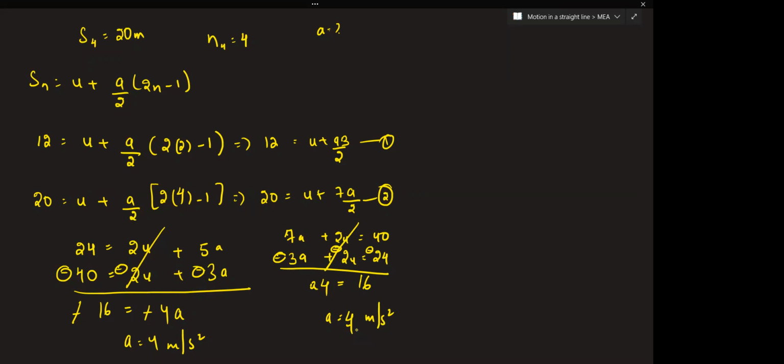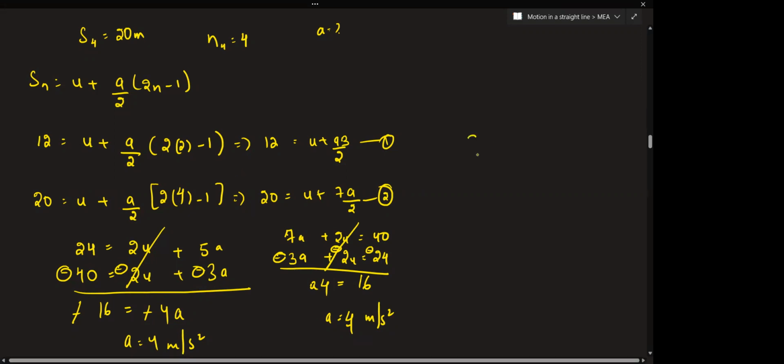See, if you put the value of u in any of the equations, let's say 7 into 4 plus 2u is equal to 40. Let's put it in this equation. So 7 into 4 is 28. So you subtract it, that becomes 12. So 2u is equal to 12. u will be 6 meter per second.